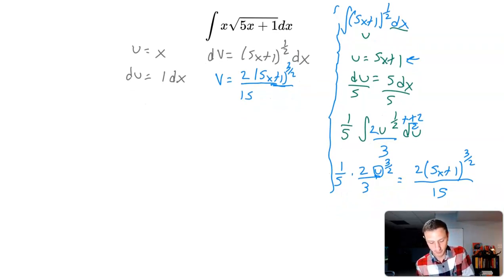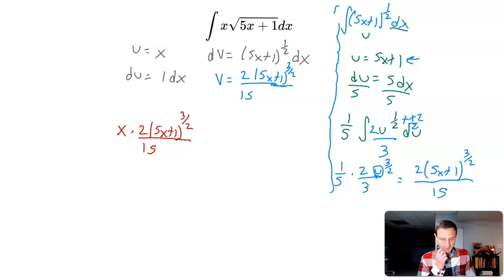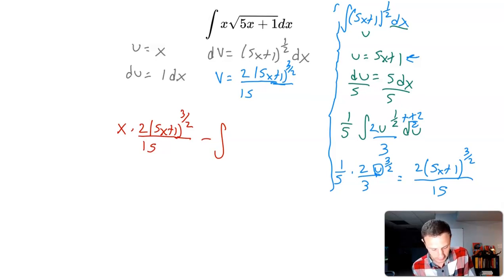Now, to actually do the integration by parts portion of this, the uv and so on. So u is x times v, which is that whole complicated statement that we just came up with, 2 over 15 times 5x plus 1 to the 3/2, minus the integral of v du. So this is v du. And luckily du is just dx, so that's kind of nice. So v is 2 over 15, 5x plus 1 to the 3/2 dx.